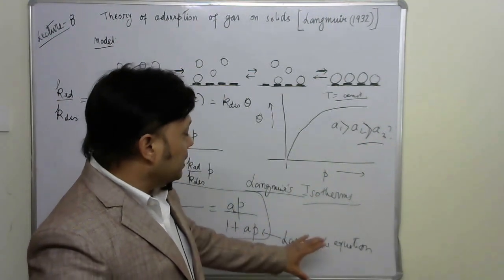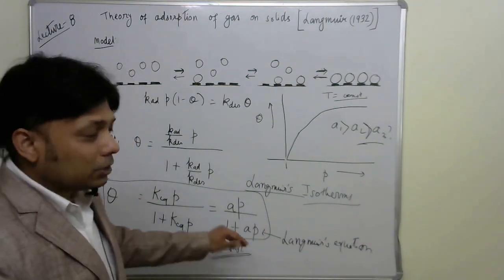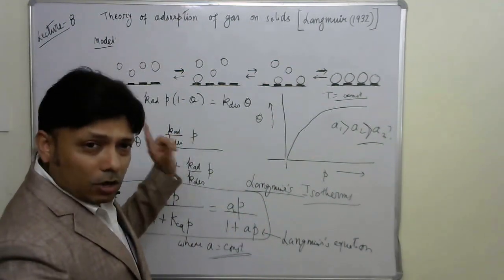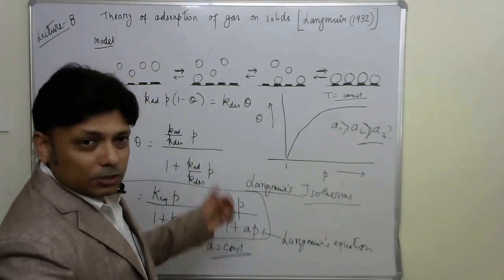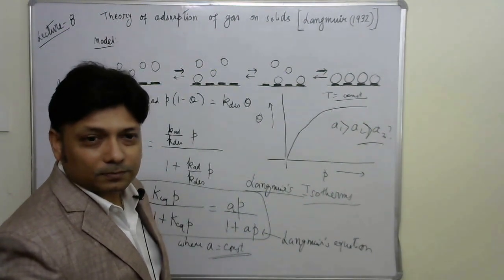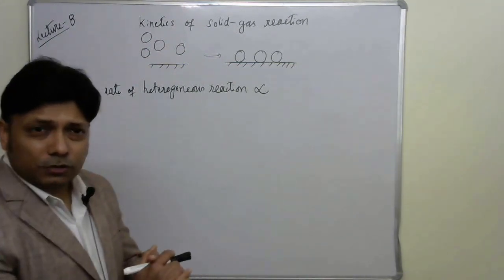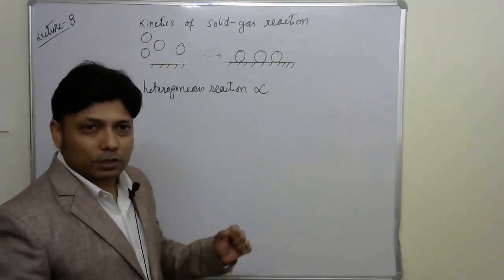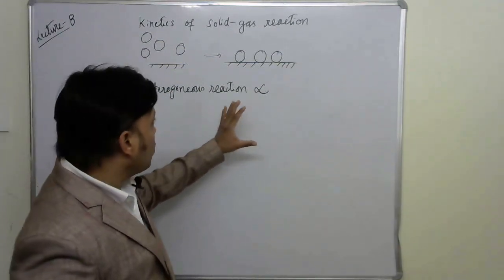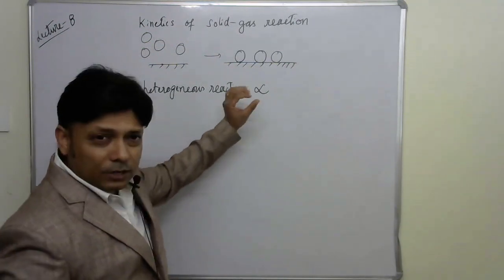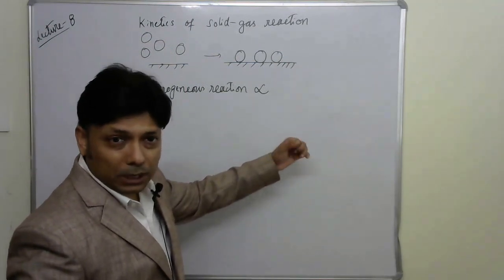Anyway, now we have a connection between theta and the pressure P. So let's find out how the rate of the heterogeneous reaction would be connected with theta. We have already seen that in a heterogeneous reaction, the adsorption was the rate determining step. Since adsorption is a thermodynamically controlled one, we don't talk about the rate of adsorption because it doesn't have any meaning.